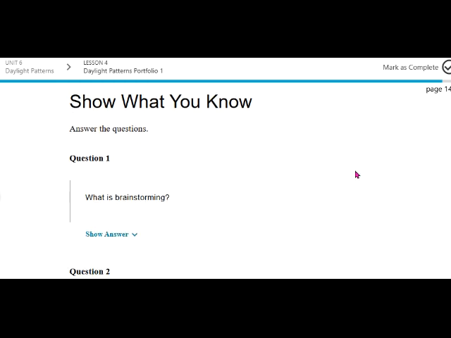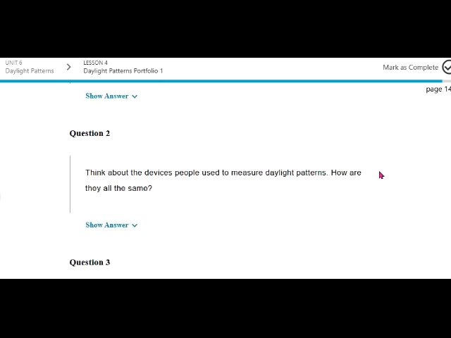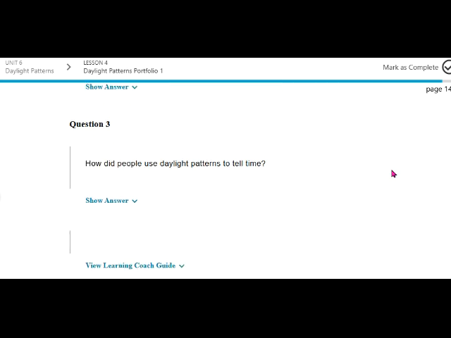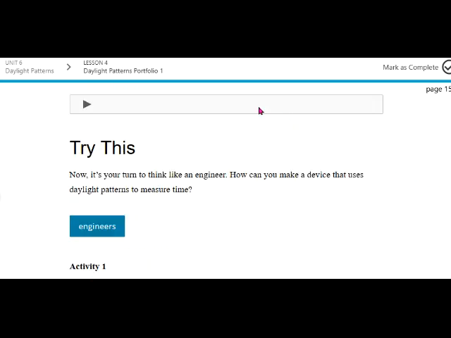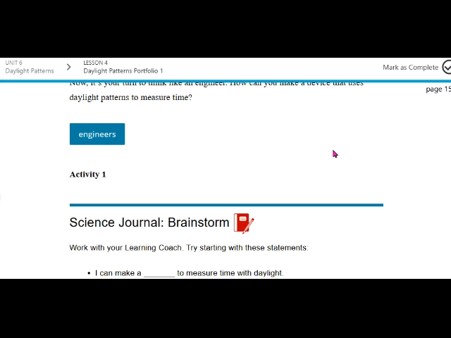Think about these questions. What is brainstorming? Think about the devices people use to measure daylight patterns. How are they all the same? How did people use daylight patterns to tell time? Talk about these questions with your parent, your sibling, your caretaker, your learning coach, and see what answers you can think of. Now it's your turn to think like an engineer. How can you make a device that uses daylight patterns to measure time?